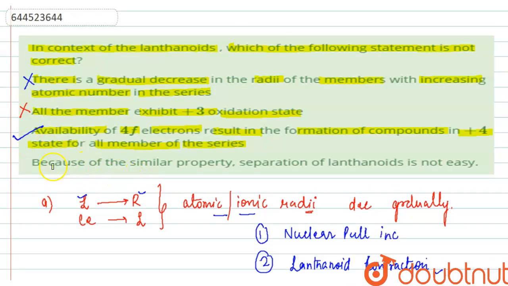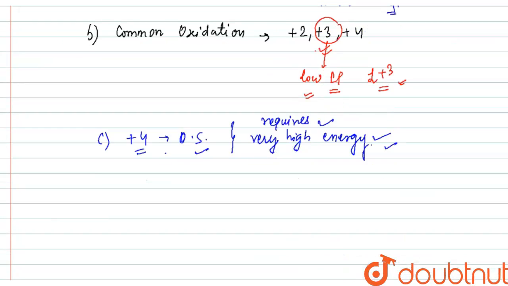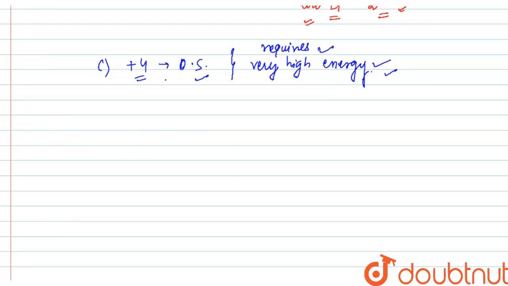Now moving on to the last one: because of the similar property, separation of lanthanoids is not easy. Yes, this is also true. The separation of lanthanoids is not easy. The sizes of many of the elements like zirconium and hafnium are similar. Similarly, we have Nb and Ta. So these elements have similar size.